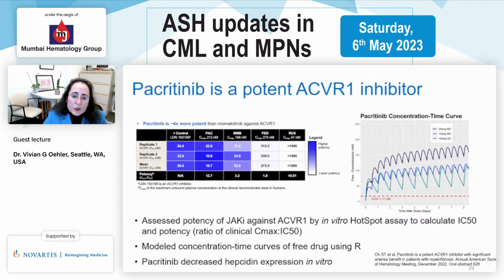As shown in the dark blue, pacritinib had significant potency against ACVR1 and was actually reported to be 4 times more potent against it versus momelotinib. Additionally, and similar to momelotinib, pacritinib also decreased hepcidin, which theoretically should then contribute to increased erythropoiesis.